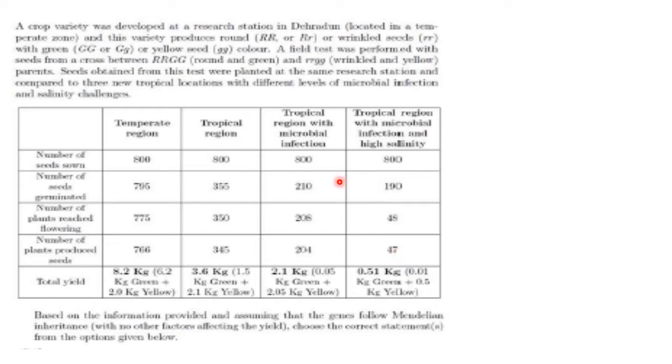So whatever is given here, that is the number of seeds that germinated, will belong to the number of seeds sown, which belong to the F1 generation. And when you get seeds or plants that produce seeds from the F1 generation, that becomes the F2 generation.